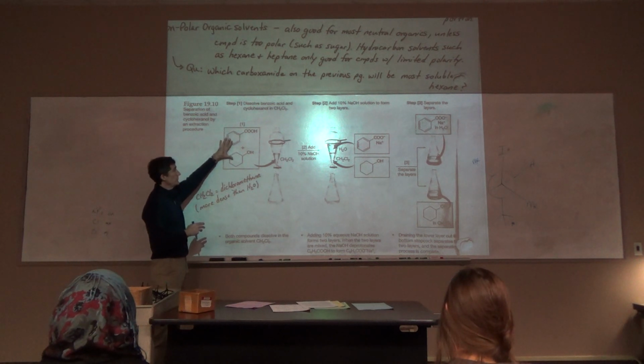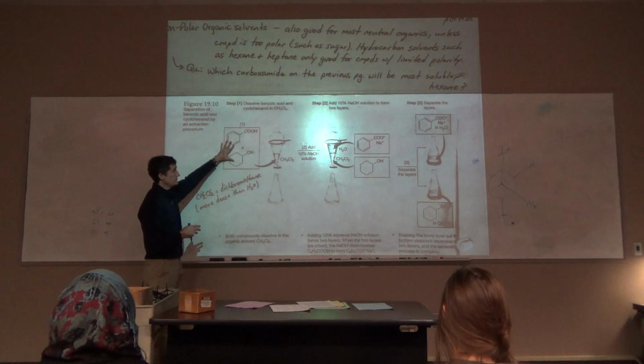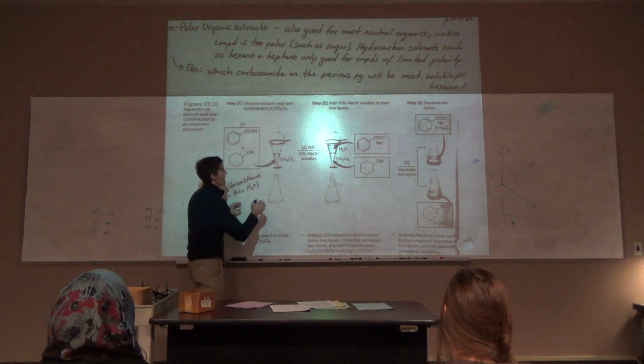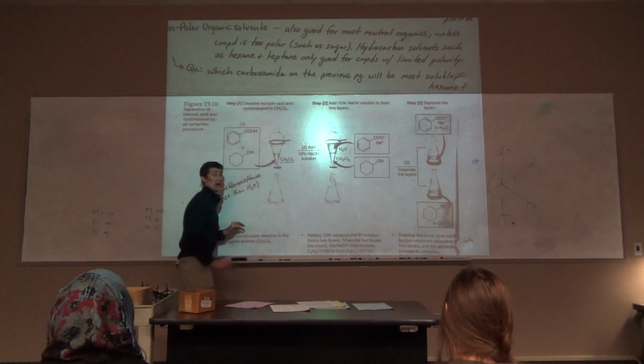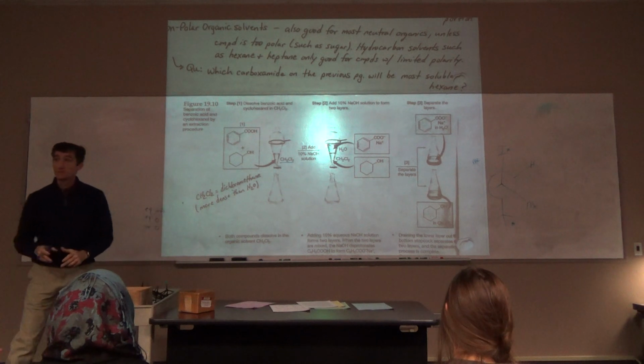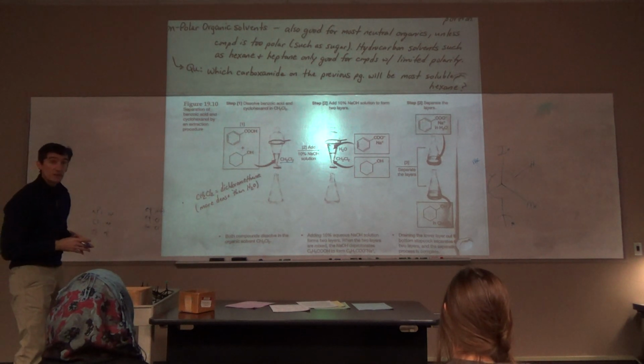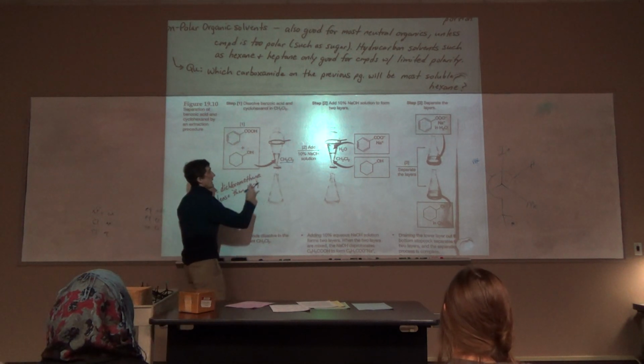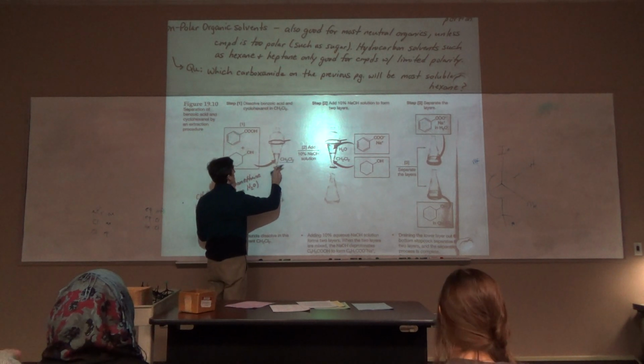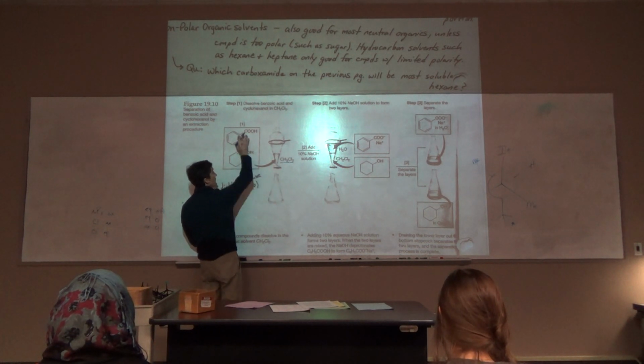For example, we can separate these two compounds here. Organic solvent, a common one, dichloromethane, or sometimes called methylene chloride. Both of these will dissolve in that. They're both neutral compounds.